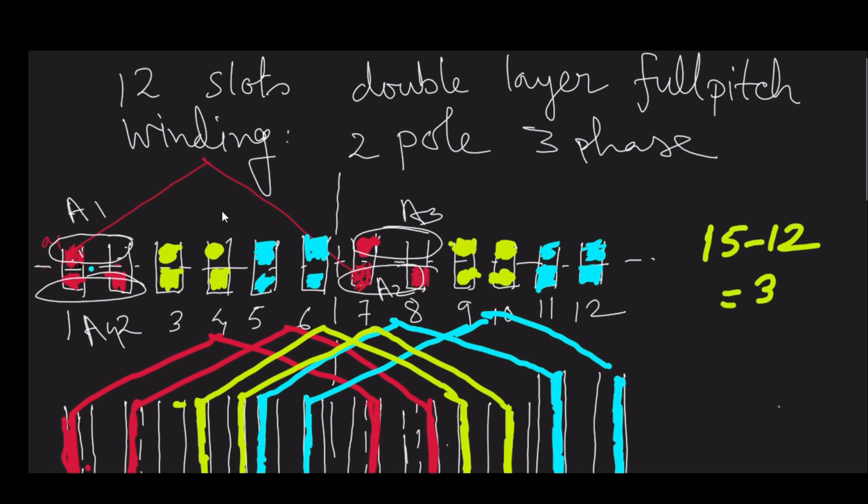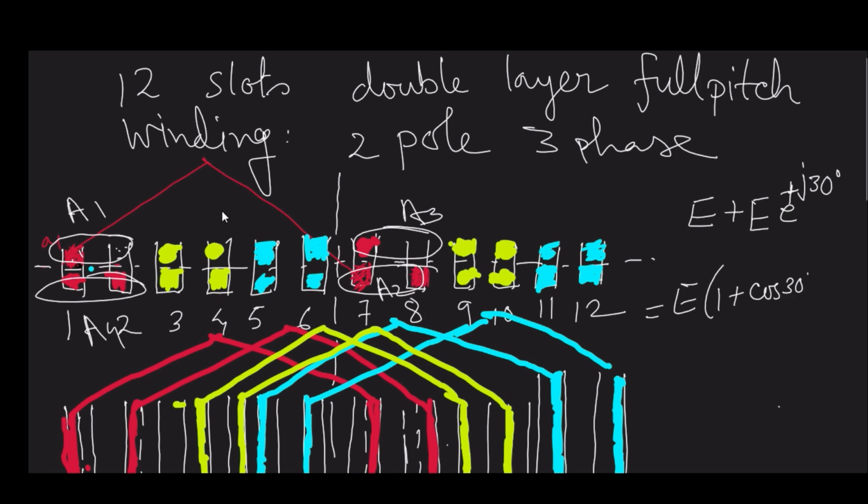So when you consider this, it is 30 degree, and in terms of vector addition you can find it out: one is at E, and the other you can write as E at plus 30 degree, whichever way you want to represent it. Then you will get 1 plus cos 30 degree plus j sine 30 degree.